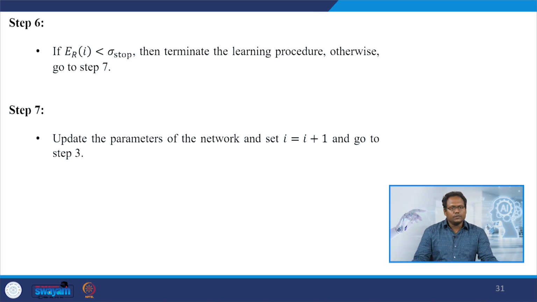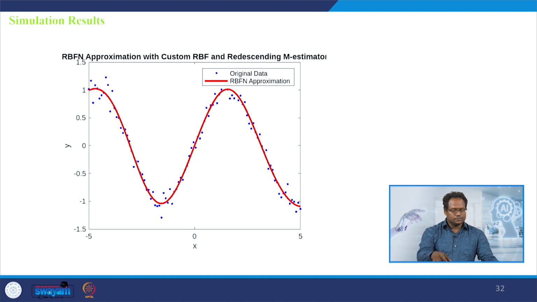Step 6, if ER of I is less than sigma stop, that is the stopping threshold, then terminate the learning procedure, otherwise continue to step 7. Step 7 is to update the parameters of the network and continue with the iteration from step 3 onwards.